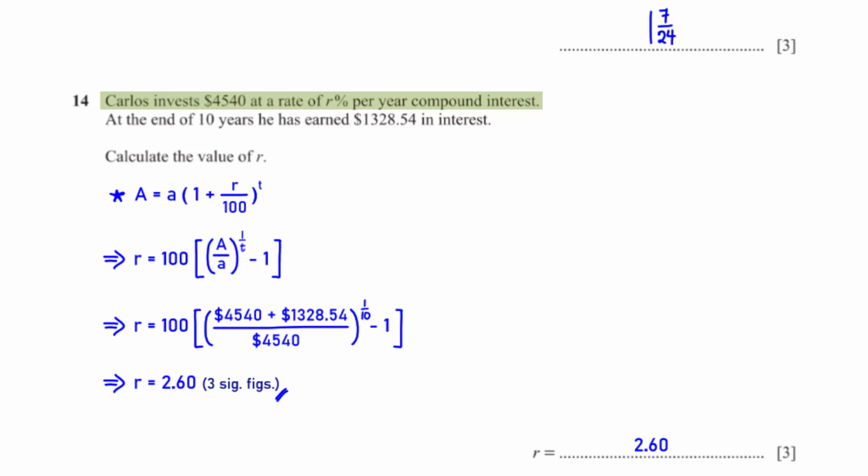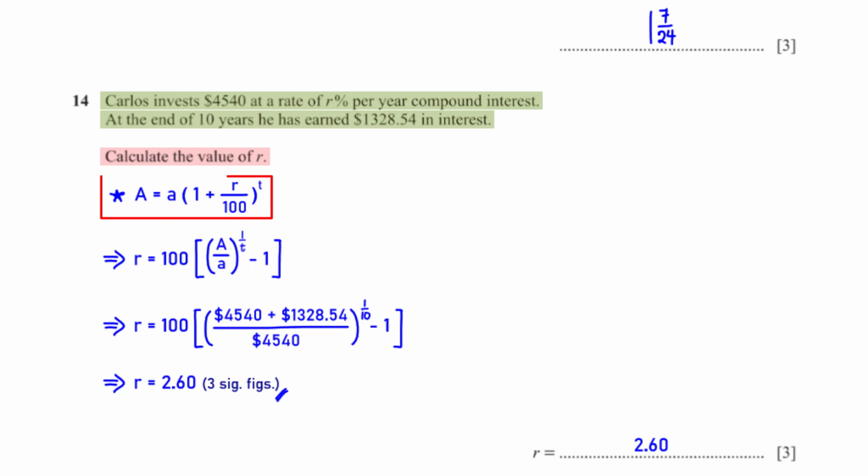Carlos invests $4,540 at a rate of R% per year compound interest. At the end of 10 years, he has earned $1,328.54 in interest. Calculate the value of R.